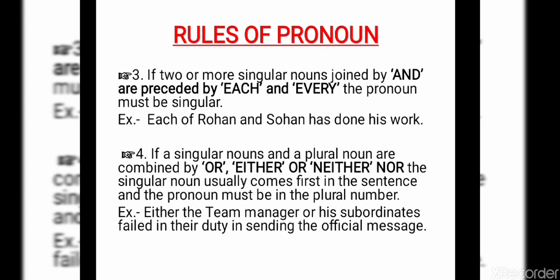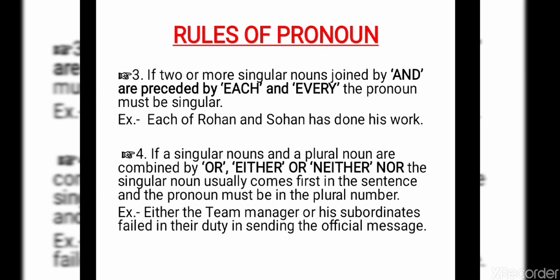If a singular noun and a plural noun are combined by "or", "either or", or "neither nor", the singular noun usually comes first in the sentence and the pronoun must be in the plural number. For example, "Either the team manager or his subordinates failed in their duty in sending the official messages."